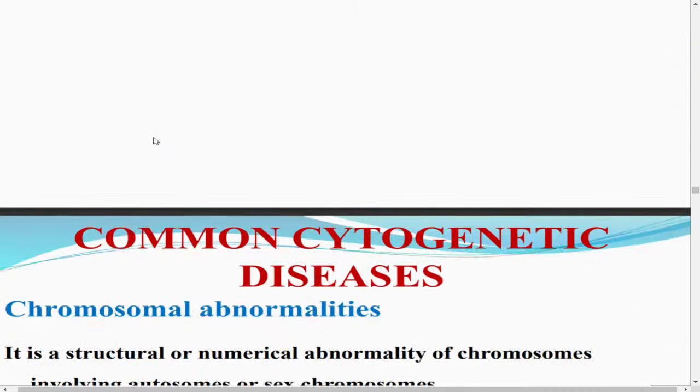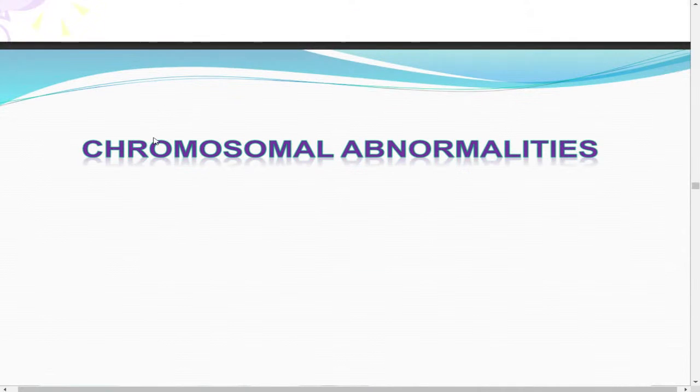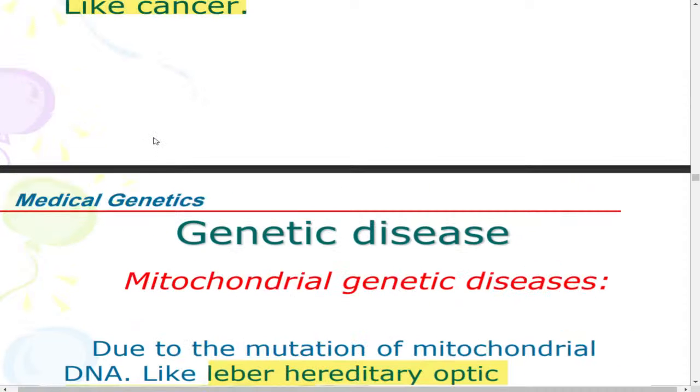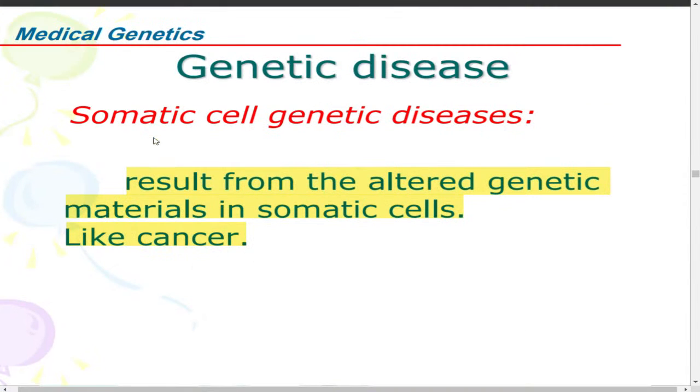Thus we have begun with studying the numerical and structural abnormalities, common cytogenetic diseases, chromosomal abnormalities. Here we also have genetic disease with mitochondria, causing Leber hereditary optic neuropathy, loss of central vision, caused by a genetic problem in mitochondria, which in the future maybe could be altered to end this disease, so that the child does not get it.